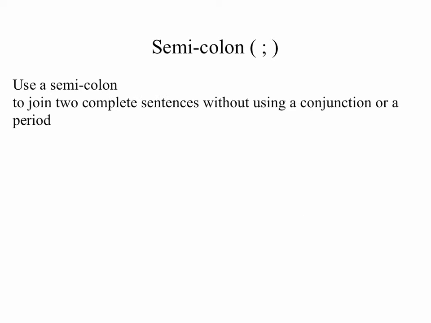The semicolon. Generally, it is my suggestion that you should avoid the semicolon in academic writing unless it is absolutely necessary. However, here are two examples where you can use a semicolon. You can use a semicolon to join two complete sentences without using a conjunction or a period. Here's an example. "I like apples; she likes oranges."